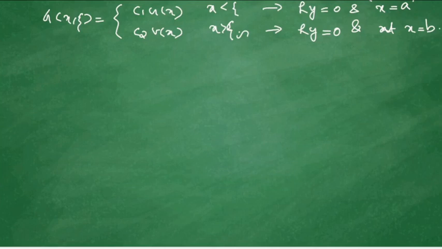Now in order to get condition 3, what was condition 3? Condition 3 is that g is continuous at x equal to theta.